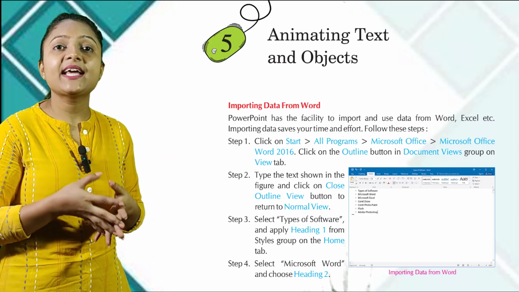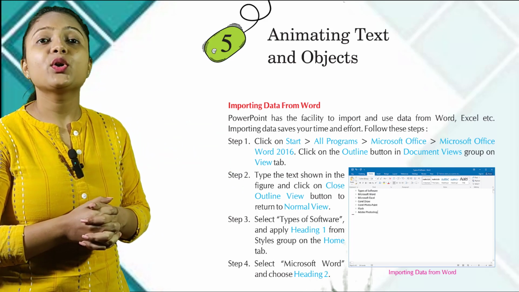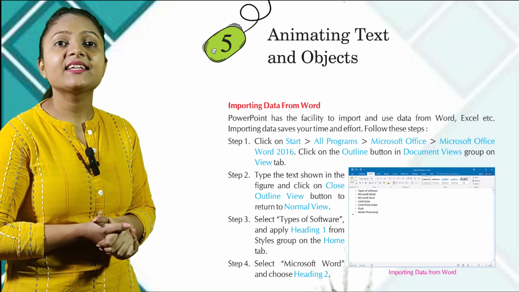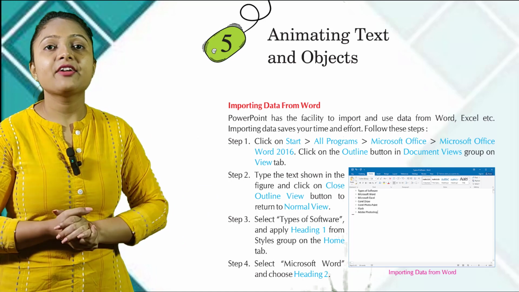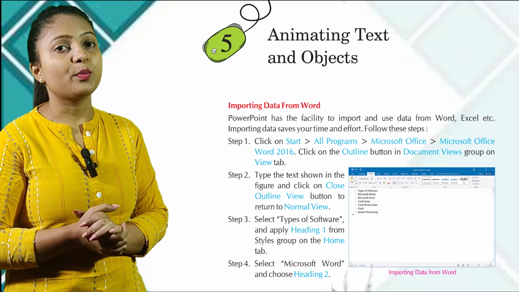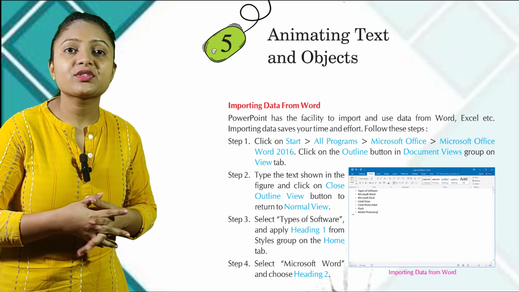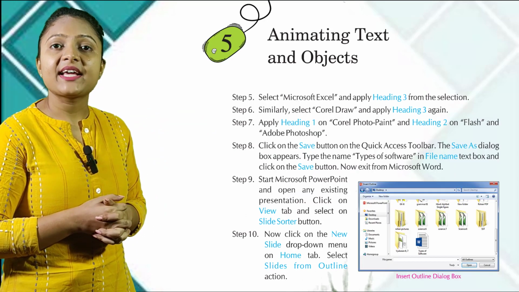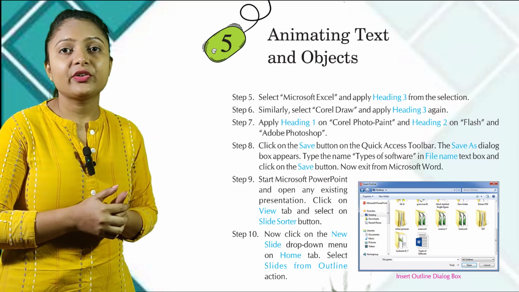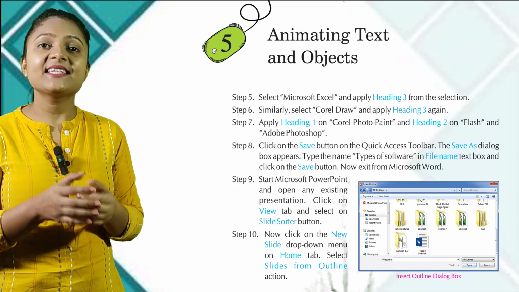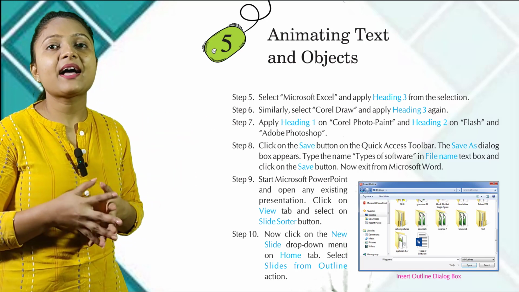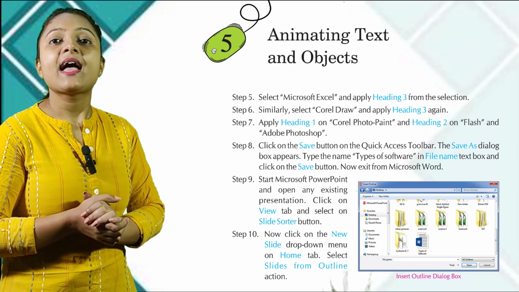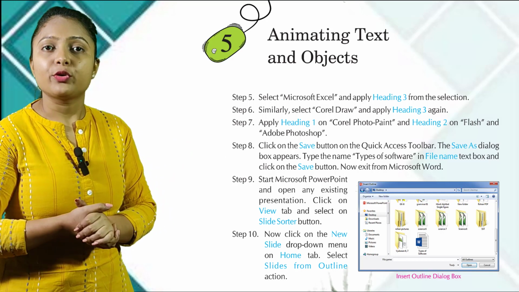Step 2. Type the text shown in the figure and click on the Close Outline View button to return to normal view. Step 3. Select Types of Software and apply Heading 1 from the Styles group on the Home tab. Step 4. Select Microsoft Word and choose Heading 2. Step 5. Select Microsoft Excel and apply Heading 3 from the selection. Step 6. Similarly, select Corel Draw and apply Heading 3 again. Step 7. Apply Heading 1 on Corel Photo Paint and Heading 2 on Flash and Adobe Photoshop.